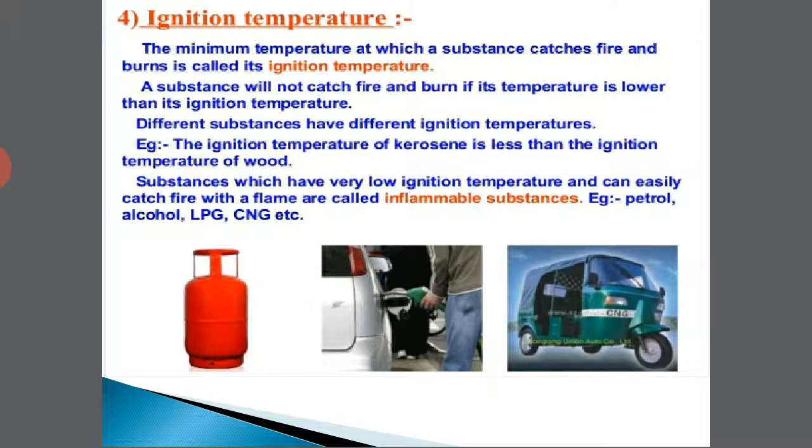The substances which have very low ignition temperature can easily catch fire with a flame and are called inflammable substances. The examples are petrol, alcohol, LPG and CNG, which are examples of some inflammable substances because they can catch fire at a very low temperature. Okay.